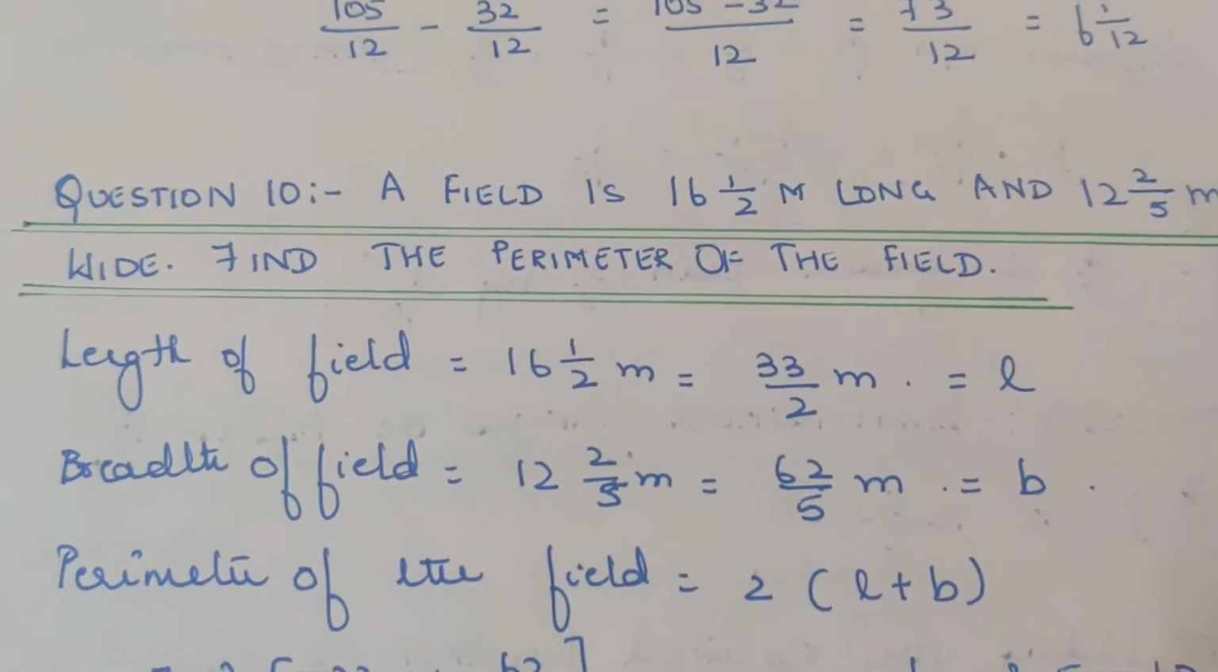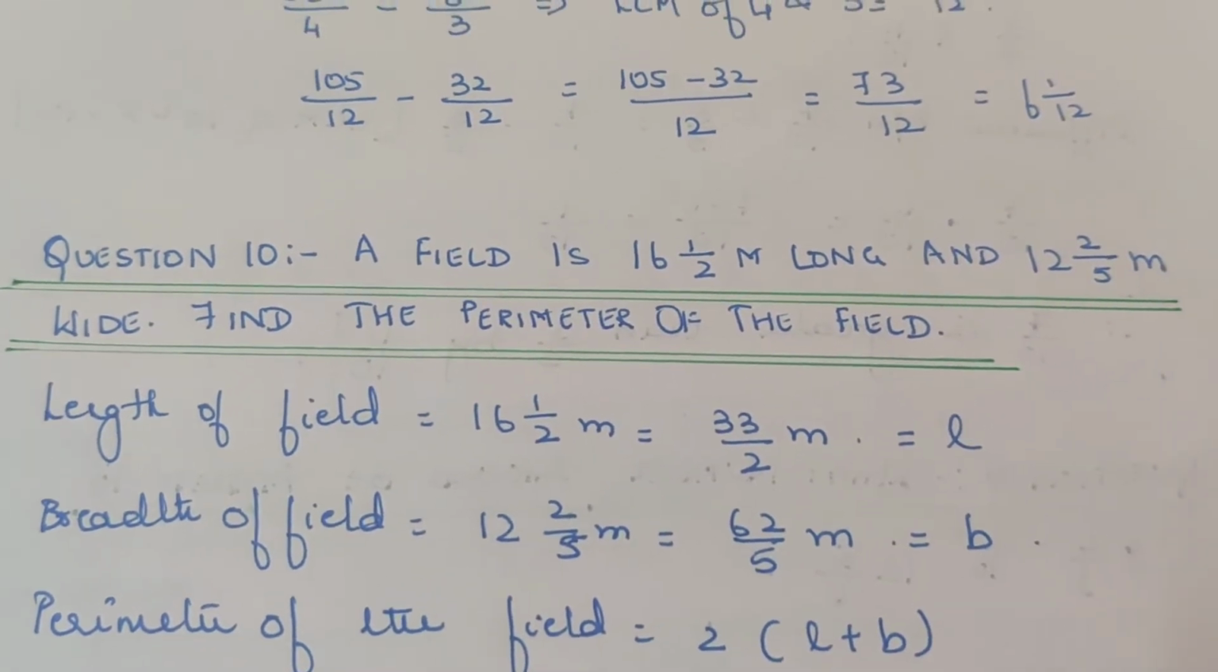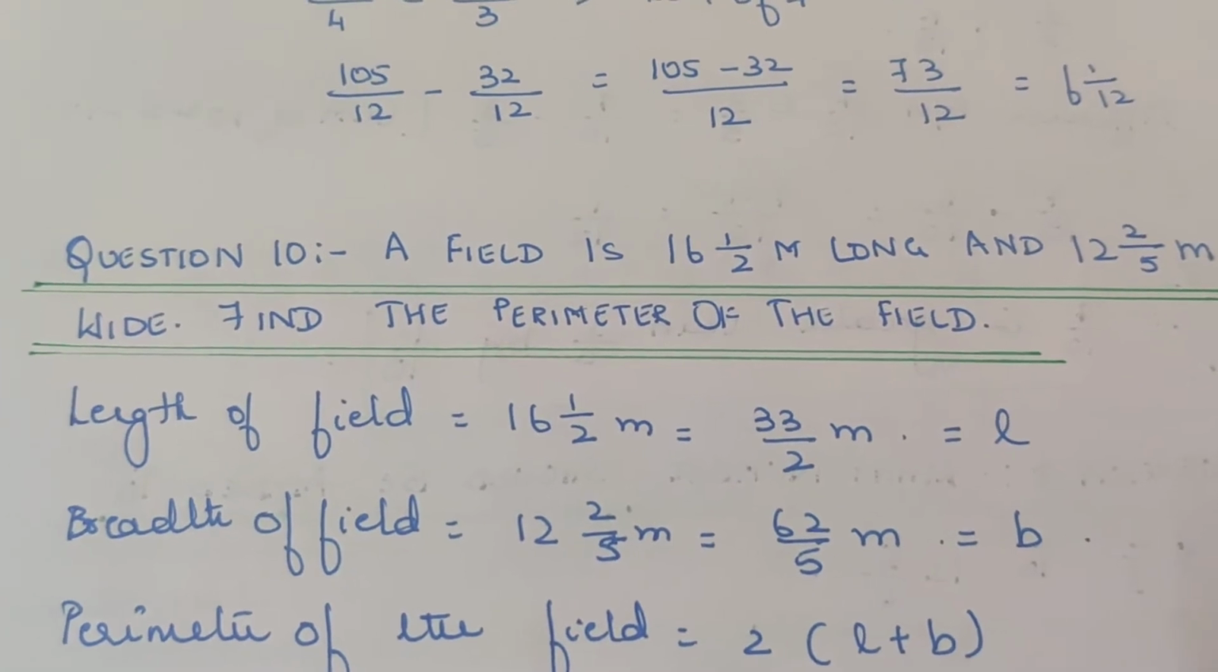Alright, moving on to question number 10. A field is 16 1 by 2 meter long and 12 3 by 5 meter wide. Find the perimeter of the field.